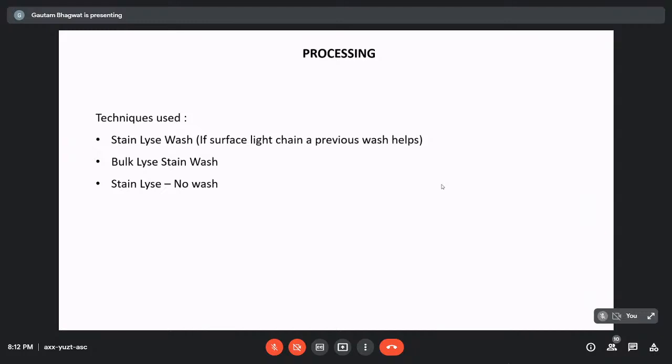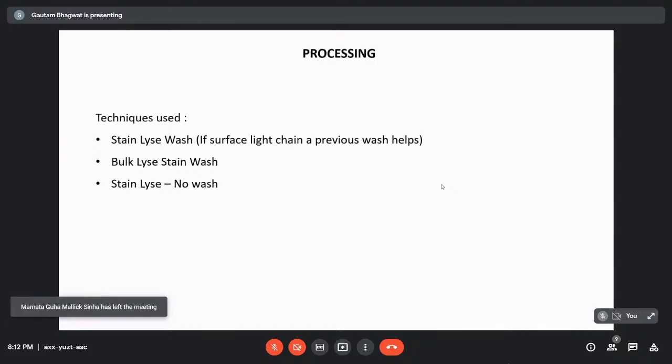Now this processing which I am going to talk about is for the hematology lab only. There are many other techniques of processing. I will not go into the details because I will be focusing on the hematological aspects of flow cytometry. The techniques that we use are stain, lyse, wash, or bulk lyse, stain, wash, or stain, lyse and no wash. Now what is this stain?